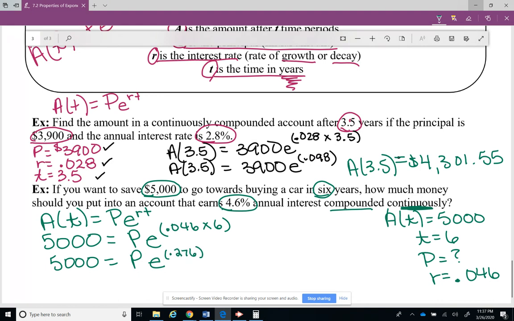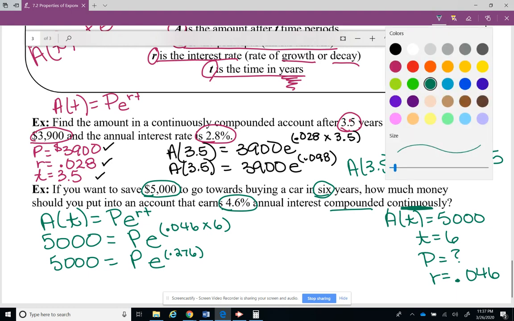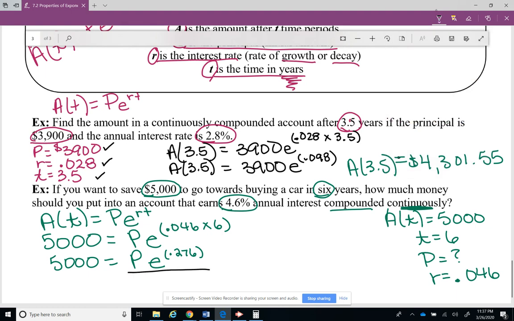Now think about it. We want to find the principal. So we need to isolate P. We need to get it by itself. So if P is being multiplied by E to the 0.276, then we're going to have to do the opposite of multiply, which is divide. So I'm going to have to divide this side by E to the 0.276. Whatever I do to the right, I got to do to the left. So I'm going to divide this side by E to the 0.276. And we know these are going to cancel. And we're going to get what P is once we plug that into the calculator.